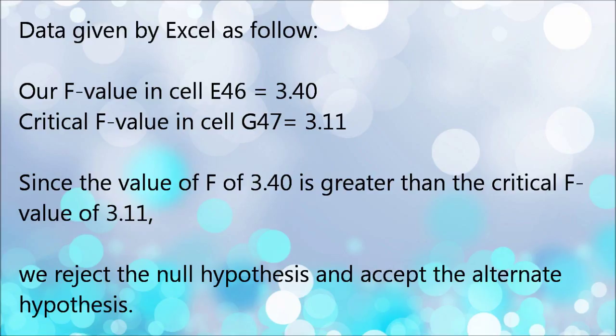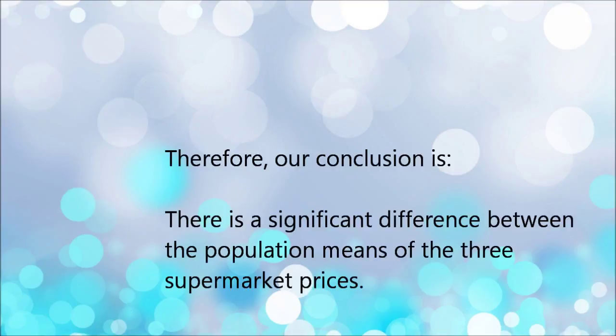Therefore, our decision rule for the supermarket ANOVA test is this: since the value of F of 3.40 is greater than the critical F value of 3.11, we reject the null hypothesis and accept the research hypothesis. Therefore, our conclusion, in plain English, is, there is a significant difference between the population means of the 3 supermarket prices.